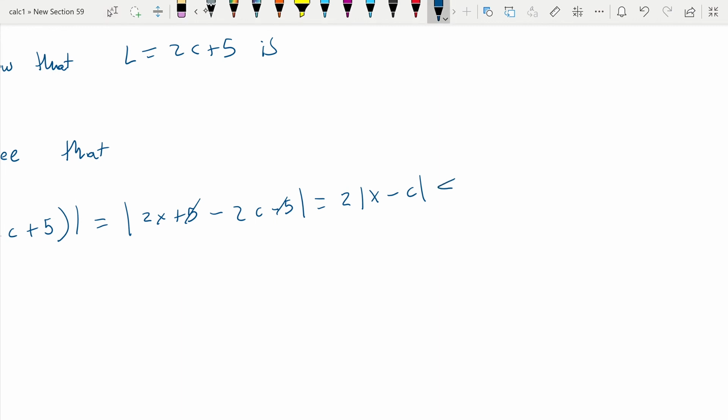So this is going to be less than epsilon, provided the absolute value of x minus c is less than epsilon over 2. I'll just do the math. If you want to impose such a condition, just isolate x minus c. This is what you are allowed to make small: the distance between x and c. And so now you identified a candidate for delta.